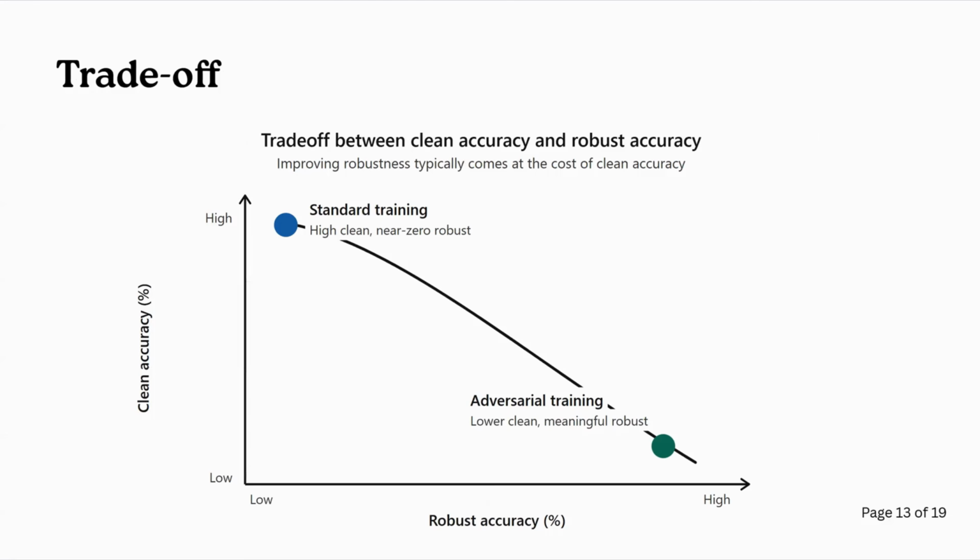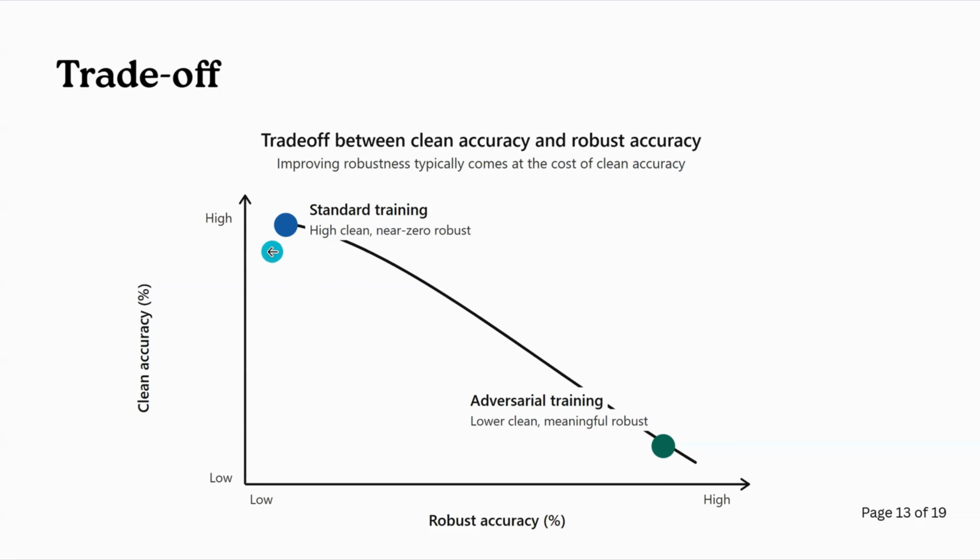There is also a trade-off usually seen between clean accuracy and robust accuracy. When you train your model using standard training without any actual adversarial robust training, you often get good clean accuracy, but your model is very sensitive to adversarial examples, basically near zero robustness.